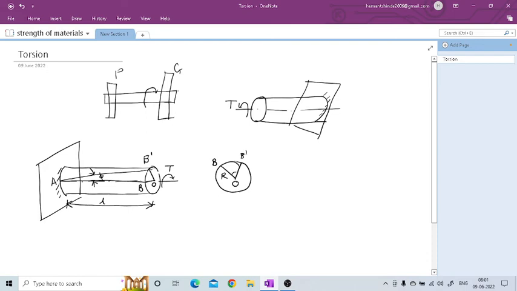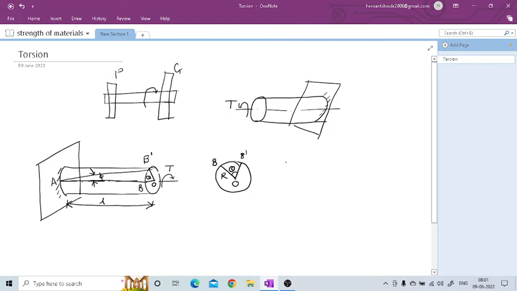Here, the angle turned in cross section is theta, which is called angle of twist. So, actually, we will see the twist in this cross section and it is represented by angle theta. So, in the cross section the twist is theta, and along the length the line AB is moved to AB dash. But this twist is very small.